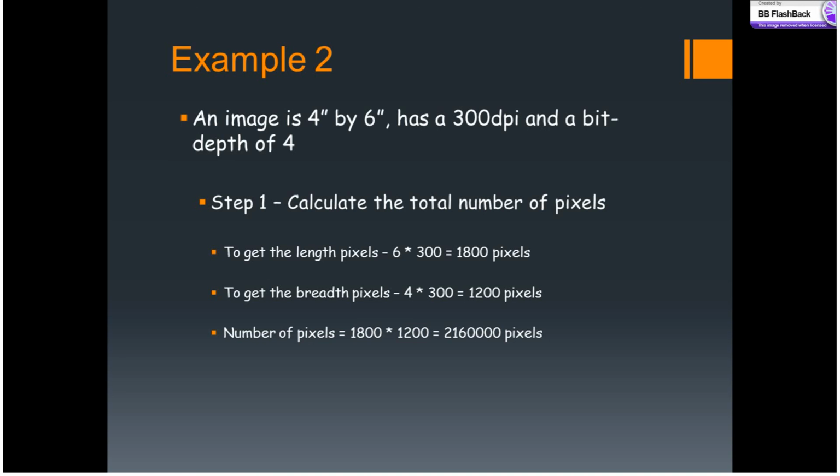Now, the common mistake that people make at step 1 is they remember to multiply the 4, the 6 and one of the 300s. They forget that you've got to get the length in pixels, which is 6 times 300, and then you've got to get the breadth, which is 4 times 300. You must multiply that 300 twice. Please watch that. Now, we've got the total number of pixels. This is exactly the same as example 1.